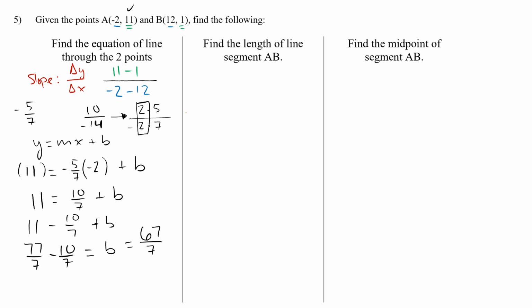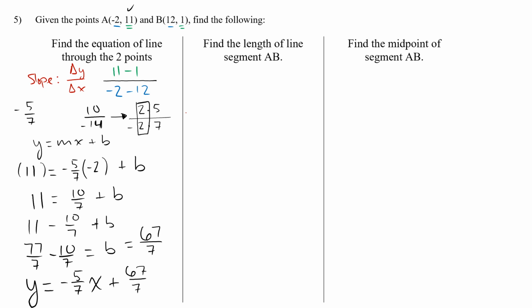So now I can write the equation of the line that goes through those 2 points. The equation is y equals, my slope parameter was negative 5 sevenths, times x, and then plus my y-intercept, which was 67 over 7. So there we go, perfectly.